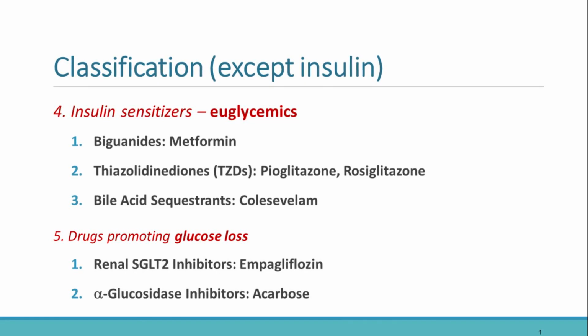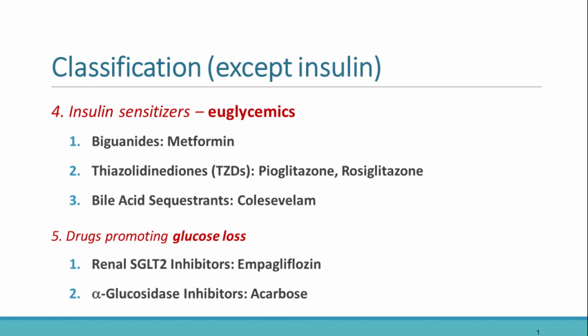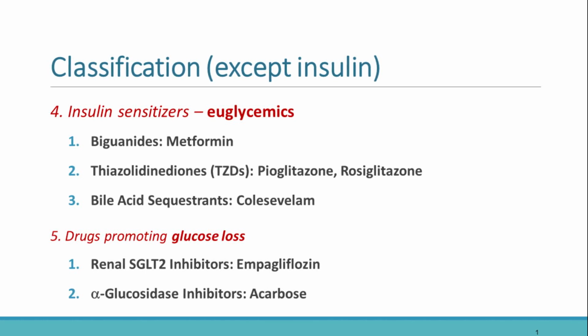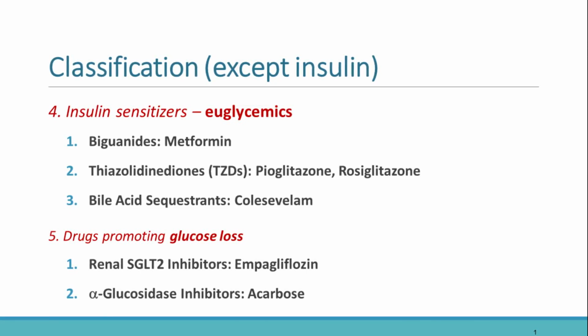In addition, we can also use drugs which basically increase glucose loss by inhibiting intestinal absorption or promoting renal glucose excretion. These include agents that inhibit the reabsorption of glucose in the kidney, sodium glucose co-transporter inhibitors, SGLTs, and agents that principally slow the intestinal absorption of glucose, alpha-glucosidase inhibitors.